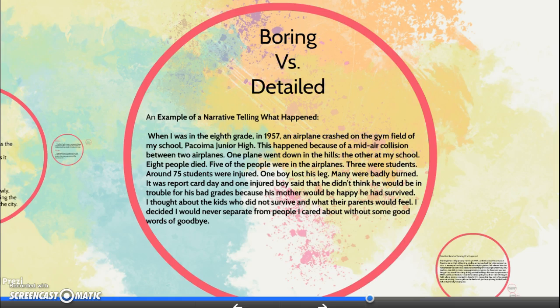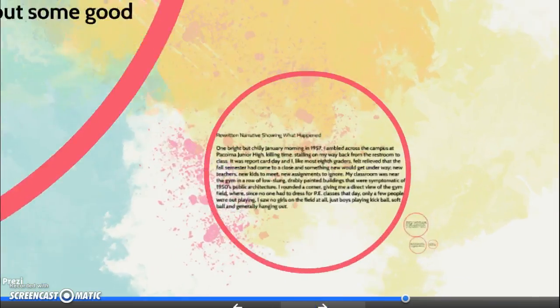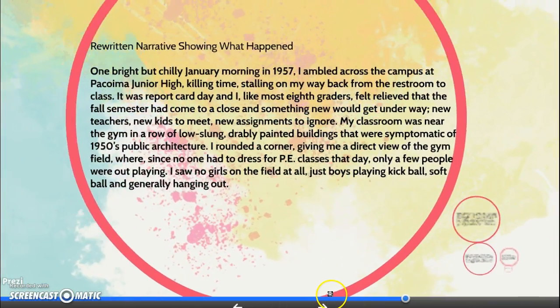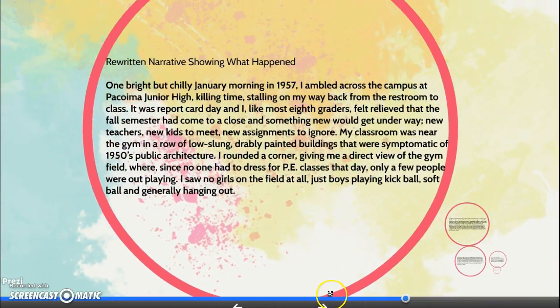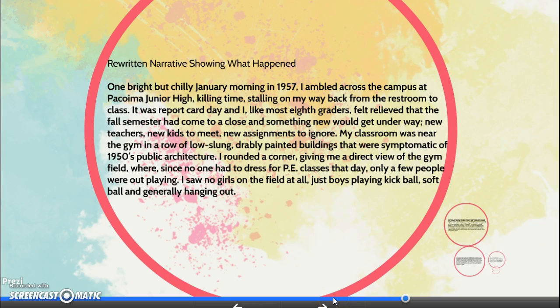There's our first example. Clearly they give a narrative, they describe what happened. Not a whole lot of detail. It's sequential, it works, but not a whole lot of detail. So let's look and see what happens when we add some detail. So here is again the same story. They are just adding a few more details to it. So it's rewritten to show what happened, including those vivid details.